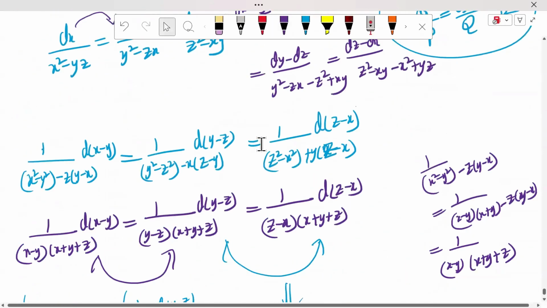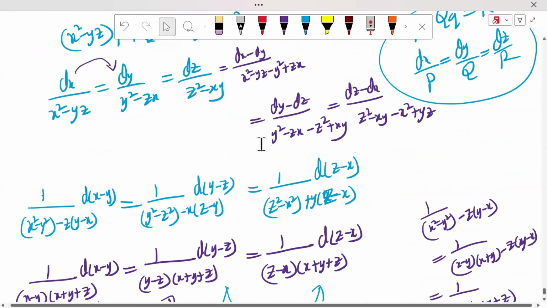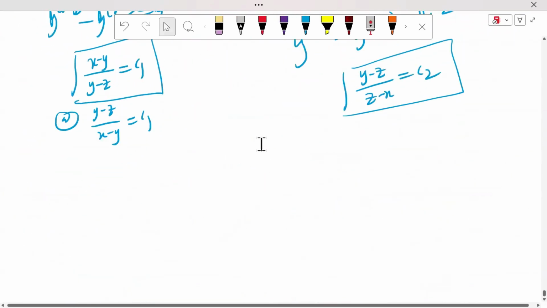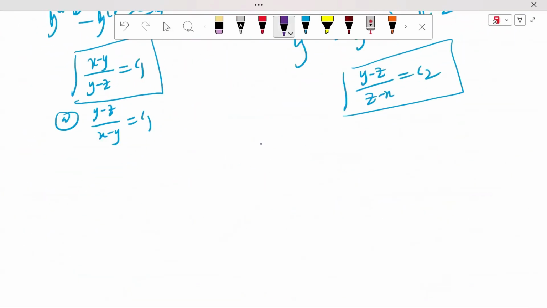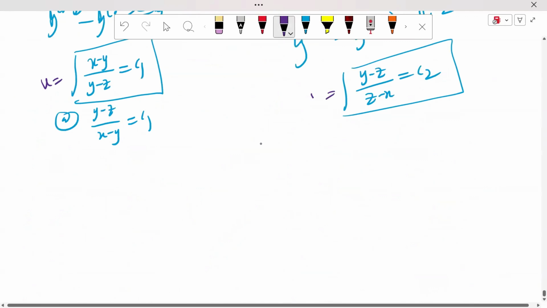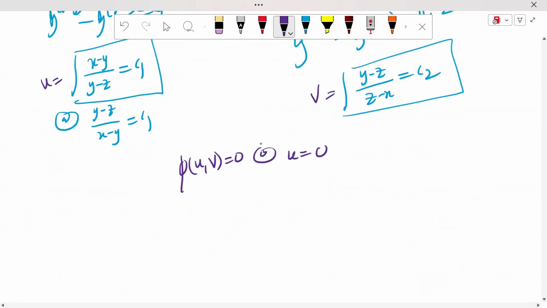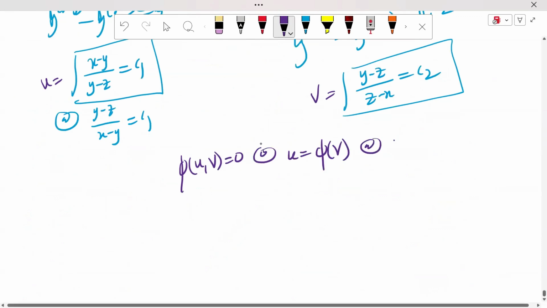So finally, the answer can be written as phi of u, where for example this is u and this is v. Finally, the answer phi of u comma v is equal to 0, or u is equal to phi of v, or v is equal to phi of u. Any form, sir, can be there in the form given to us.